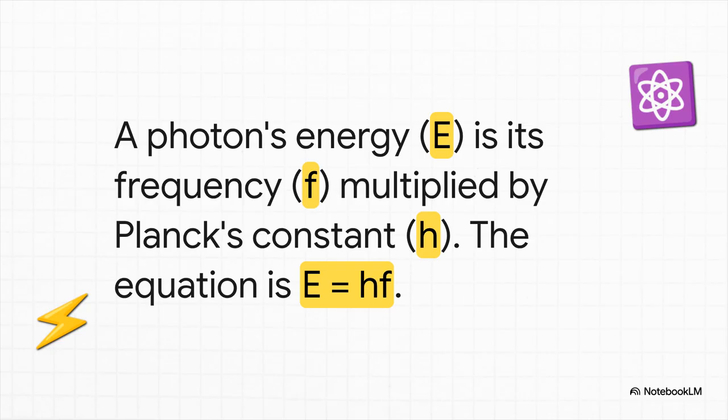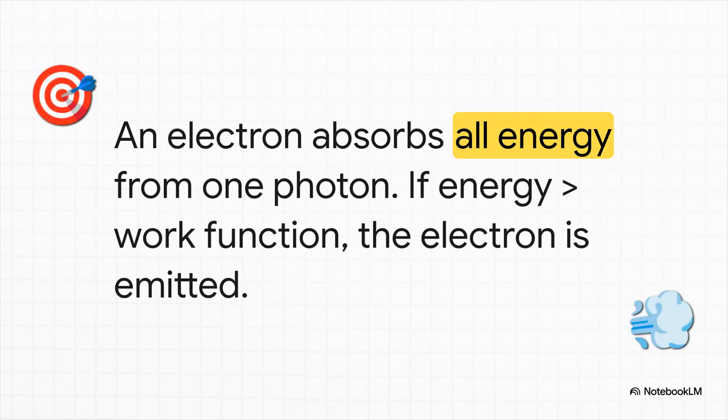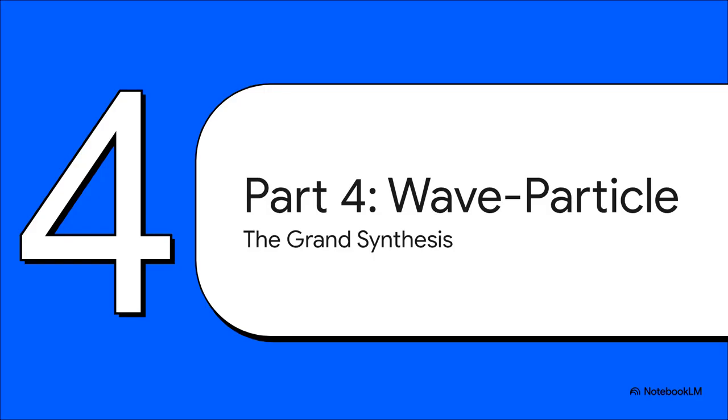This was huge. It meant that blue light, which has a higher frequency, is made of more energetic photons than red light. And suddenly, everything made sense. It's a one-on-one deal. An electron gets hit by one single photon and absorbs all its energy, instantly. That's why there's no time delay. If that one photon has enough energy to overcome the metal's work function, the energy holding the electron in place, then out it comes. If not, nothing happens.